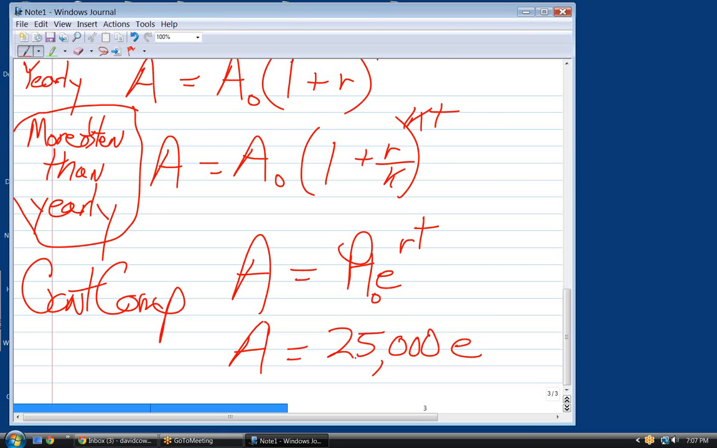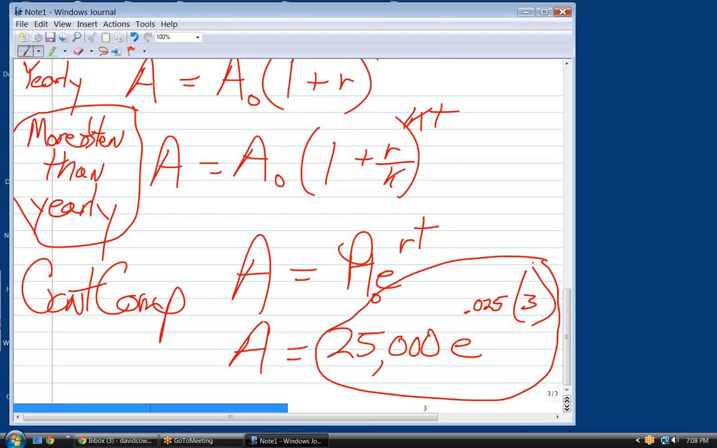Okay? And what's the rest of it? E to what? 0.025. Yeah. In other words, you have to convert that percentage to a decimal. T is measured in years. So whatever this number comes out to be, and you need a calculator to figure that out, take e to the 0.075 power, multiply that number by 25,000, and that's your amount.